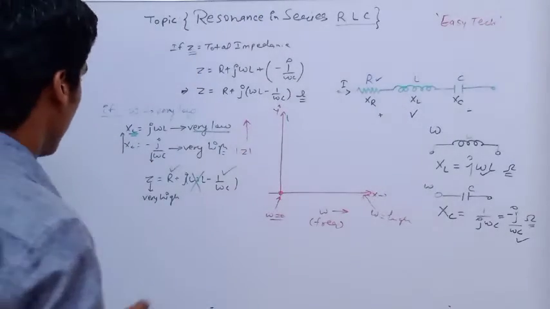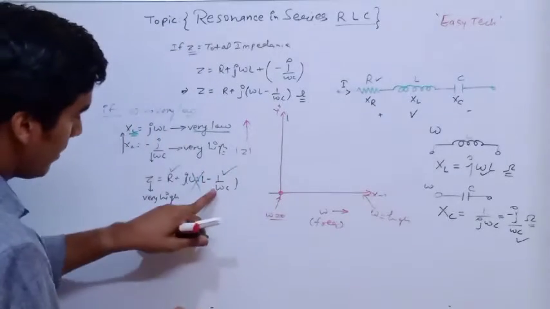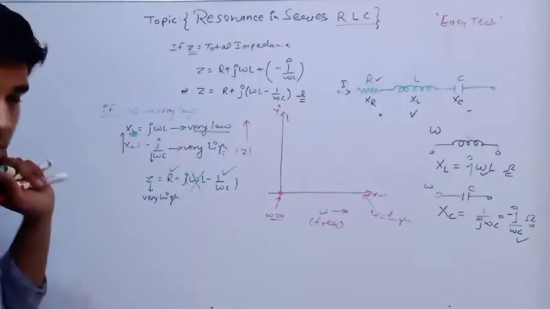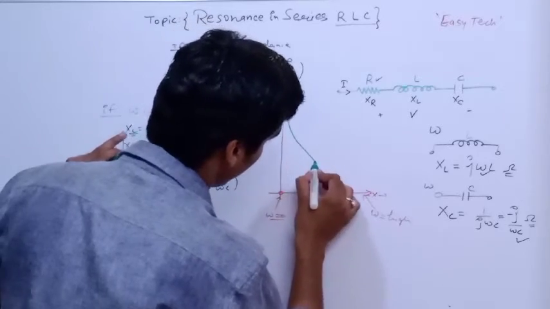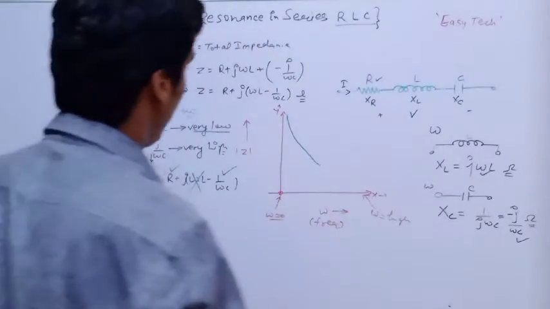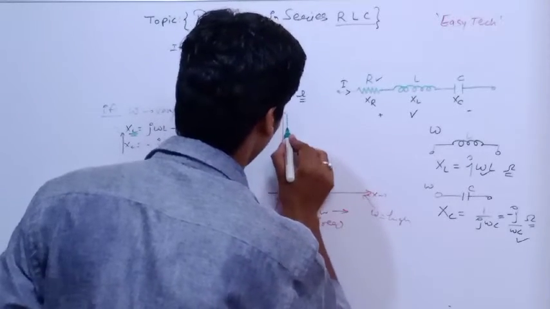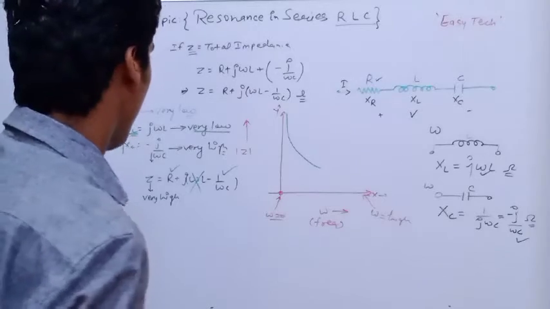Okay, and if we increase the value of omega, the value of Z will decrease. So that means this should be the graph. Okay, or you can clearly mention it. This should be the graph.